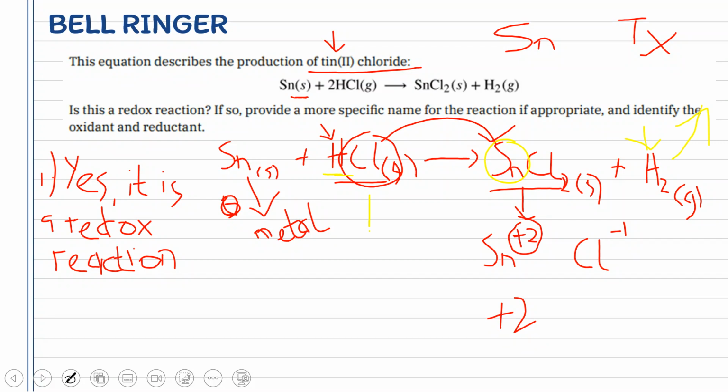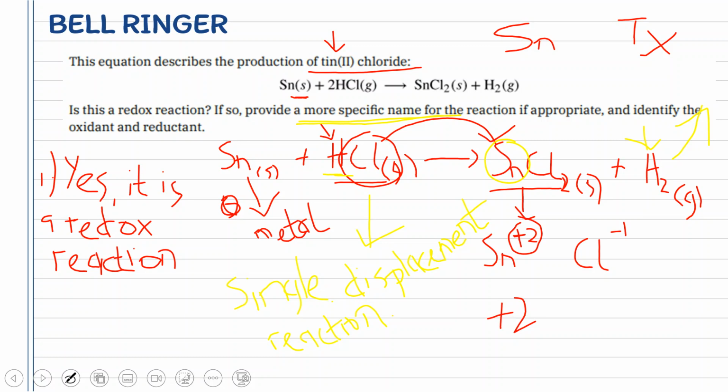So this is the type of redox reaction we call a single displacement reaction. You can call it single displacement or single displacement reaction. So we just found the specific name, and we just answered that question.